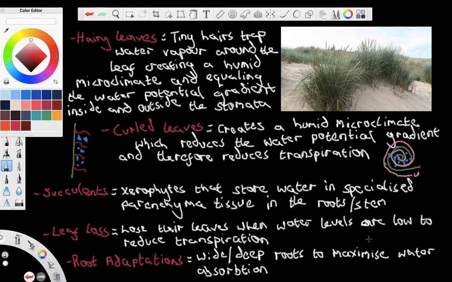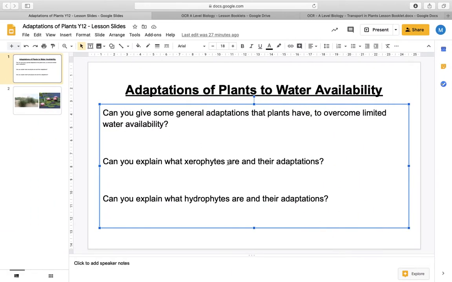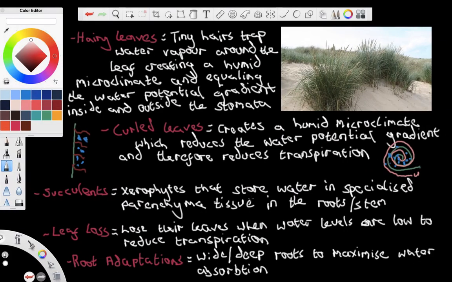Some roots go very, very deep to get water deep in the ground, and some go very, very shallow but wide to catch any water that hits the ground when it rains, for example. So you should be able to tell me what xerophytes are and some of their adaptations. Let's have a think about hydrophytes now.